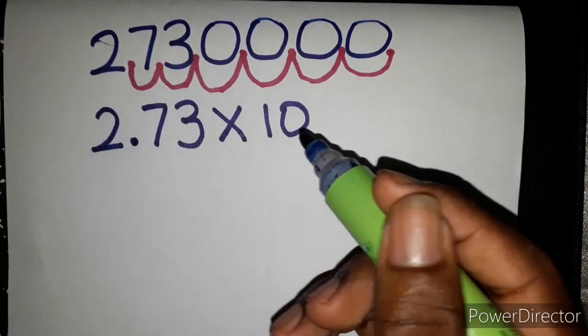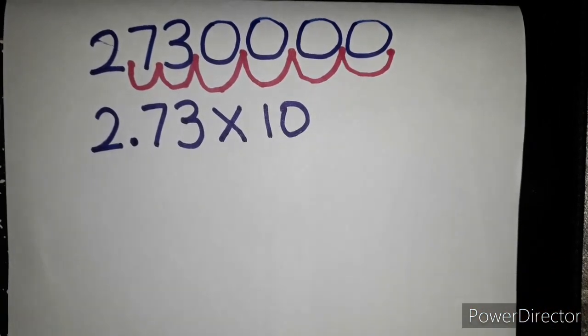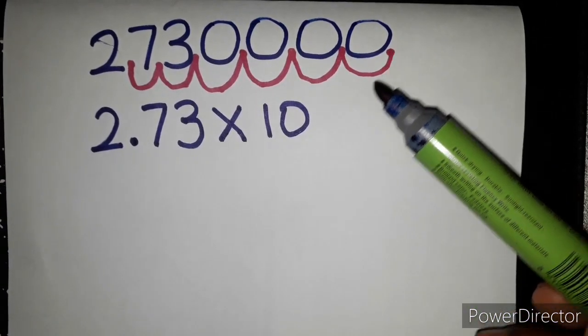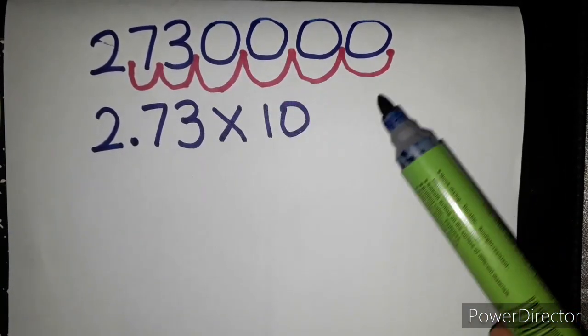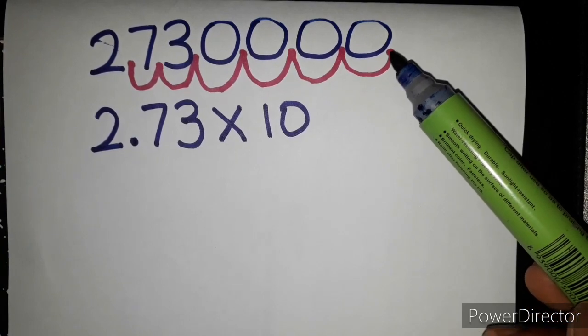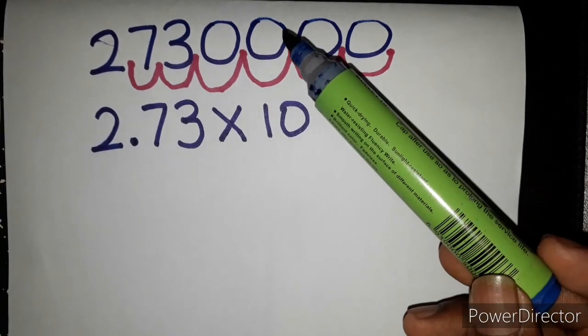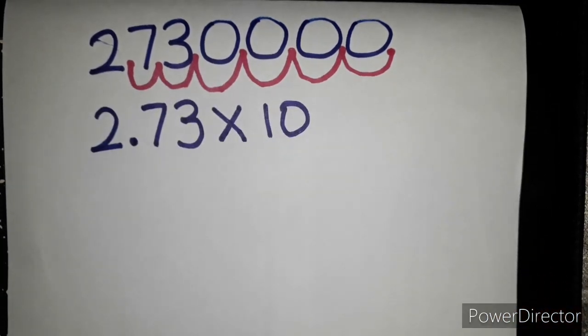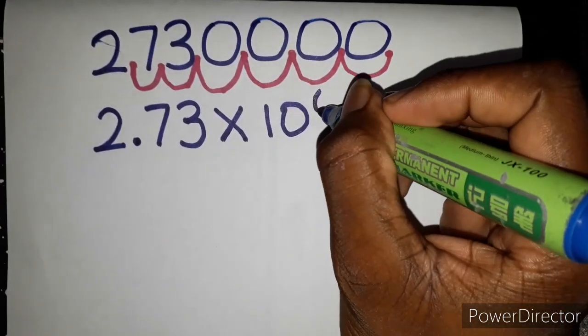Now, you have to do something to this 10. You have to raise this 10 to a power. Now, how would you know how many powers to raise the 10 by? It all depends on how many times you skip, how many times you move the point. So let's count and see how many times you move the point. 1, 2, 3, 4, 5, 6. We move the point 6 times. So this 10 has to be raised to the 6th power.